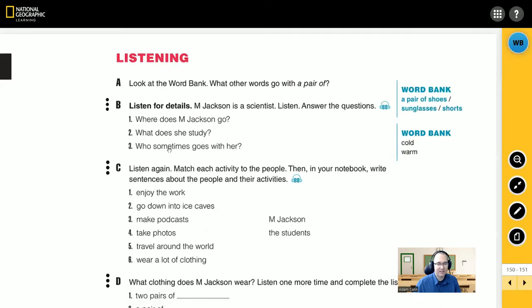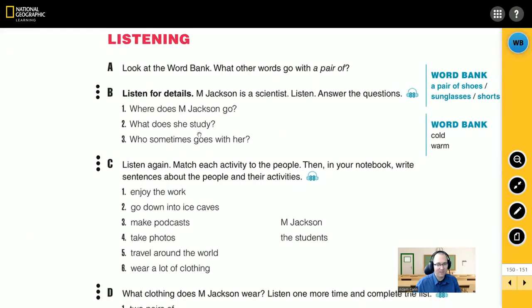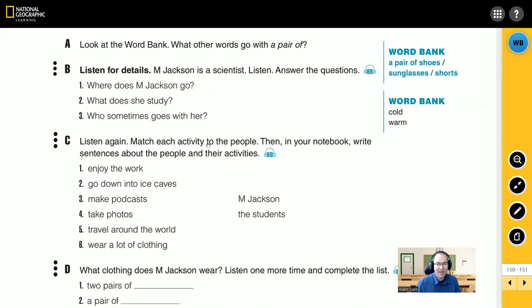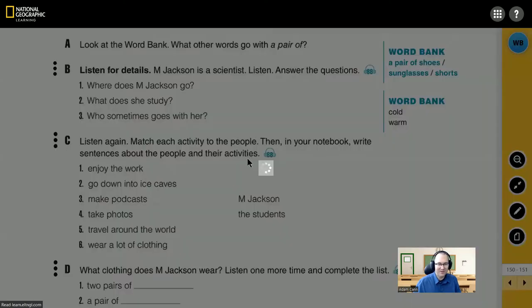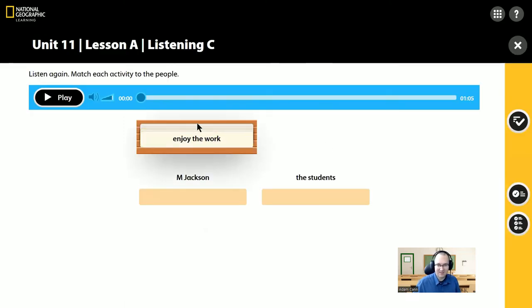And let's check the same listening with different questions. So here it says, listen again, match each activity to the people. Then in your notebook, write sentences about the people. Well, I don't know if you're going to write notes, but I hope you do. And let's do it.